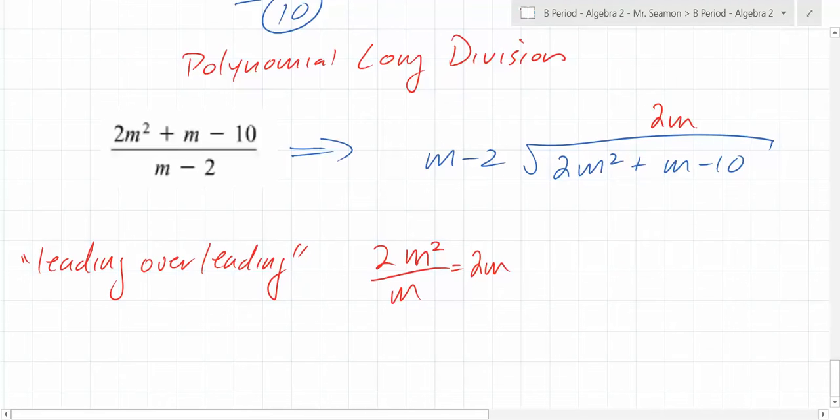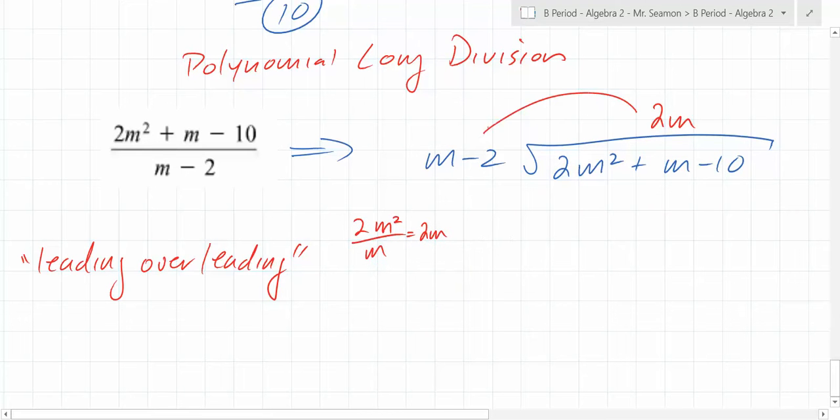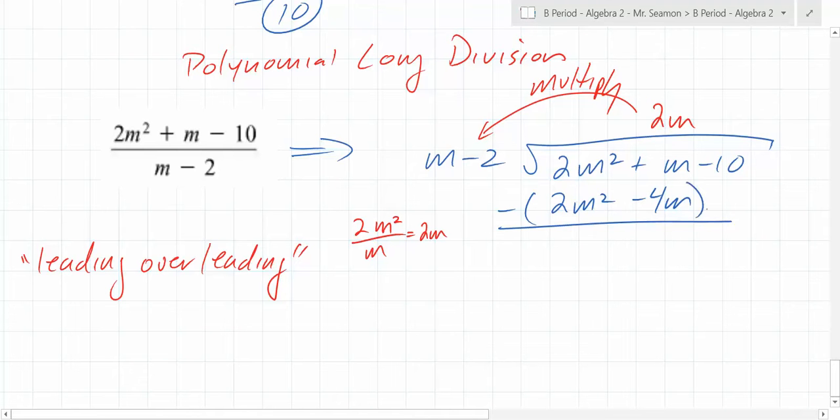What do you do once you put your number up there? What's that one word? You multiply it. You have to multiply first. And what do you get? What's 2m times m? 2m squared. Yeah, exactly, Kelly. Now, when you subtract, what did I say you should put in there? Yeah, please put the parentheses in.